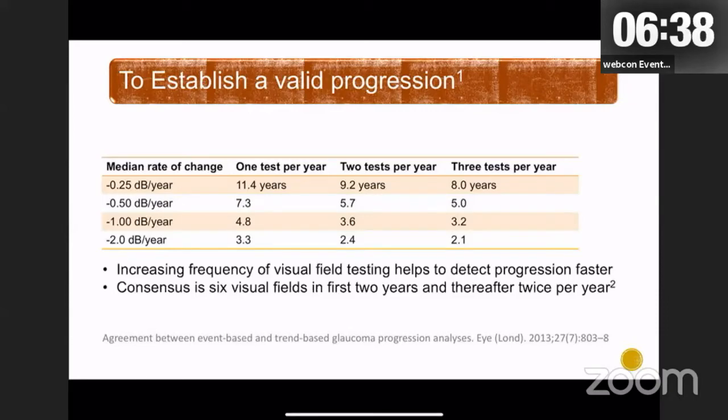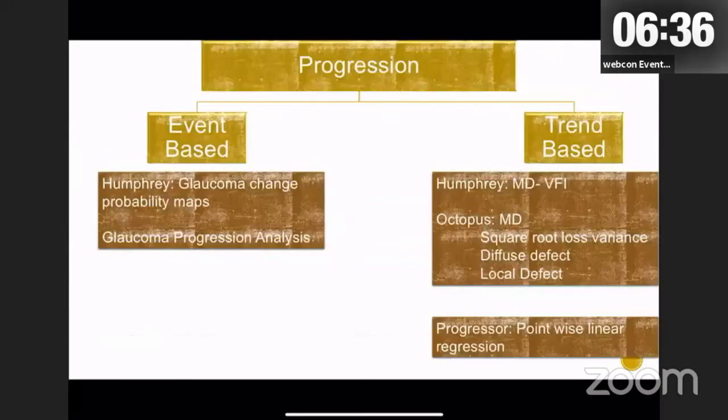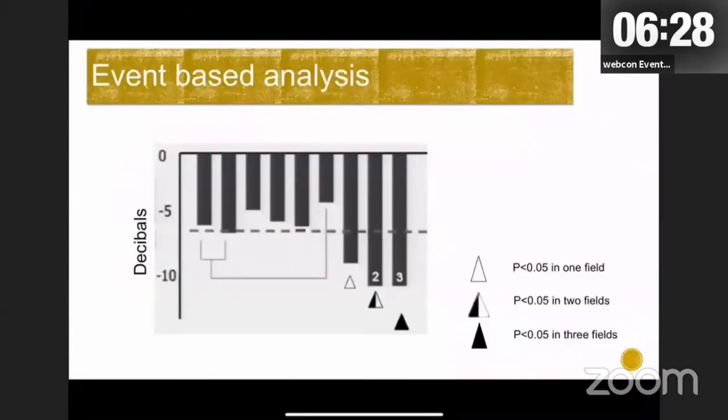So this is the minimal requirement to judge the progression. Whenever we see progression, it is basically of 2 types: event-based and trend-based. Now, event-based analysis can be explained nicely with this chart. What we do is the 2 baseline visual fields are averaged like this. Once they are averaged, they are compared with subsequent fields.